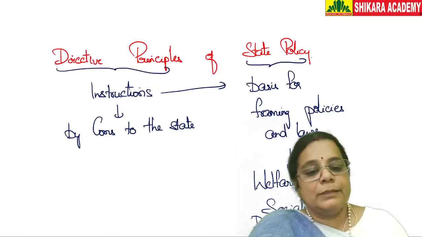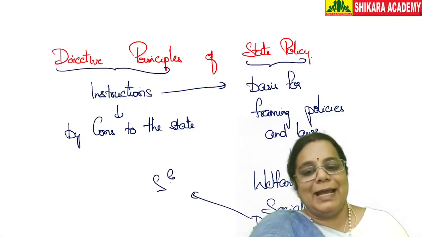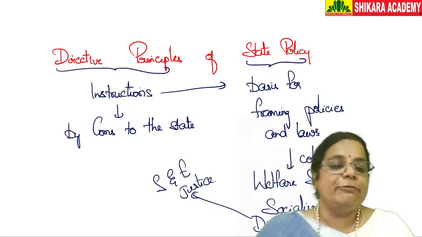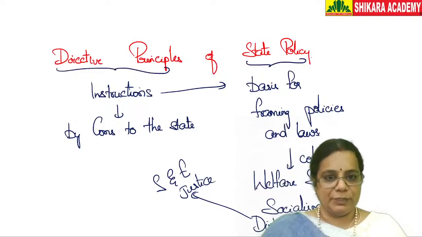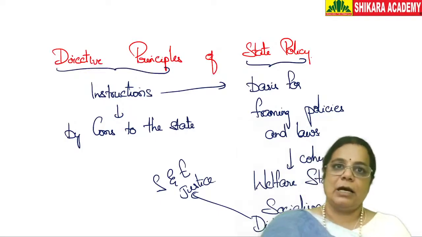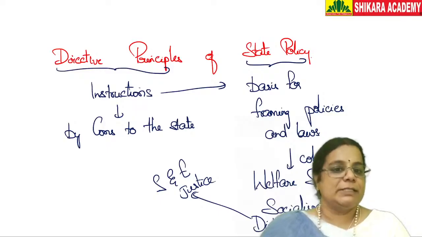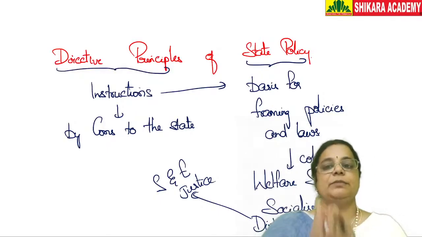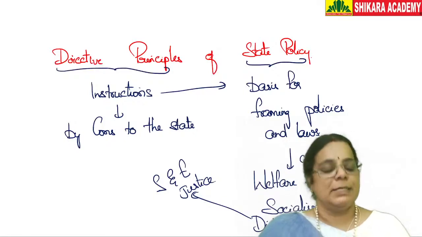So, a combination of social and economic justice is called distributive justice because the Constitution envisages a welfare state, socialism, distributive justice. It is telling the state how to achieve these by giving certain instructions which can be used in framing policies and laws. This is the meaning of directive principles of state policy.